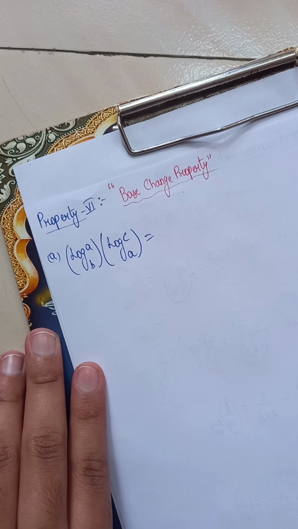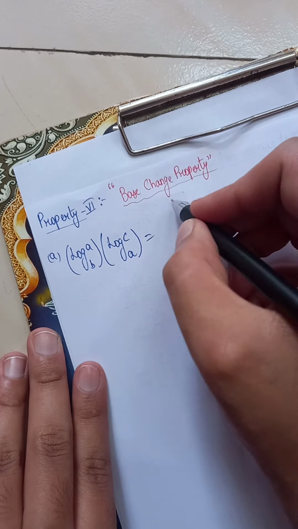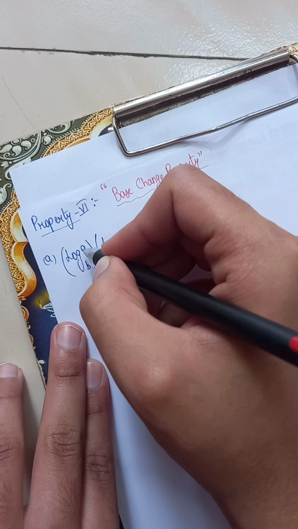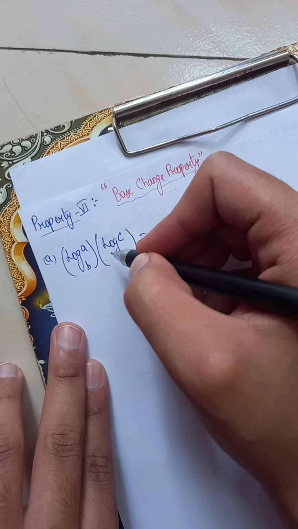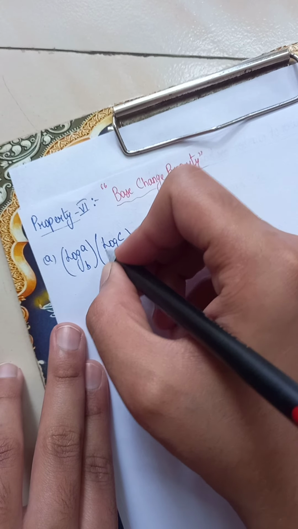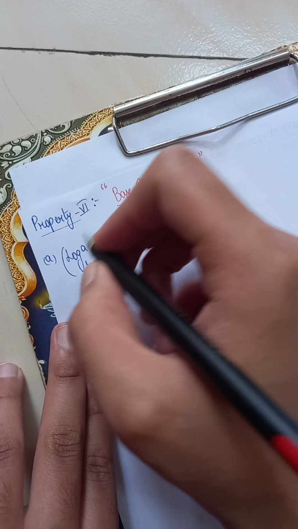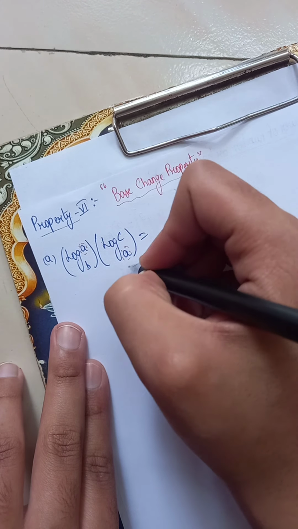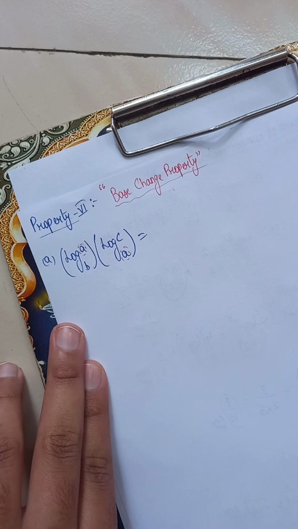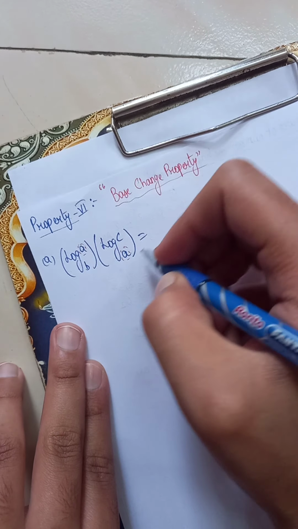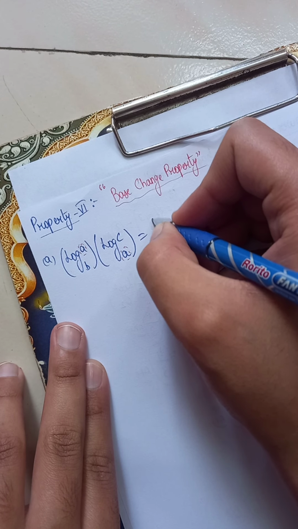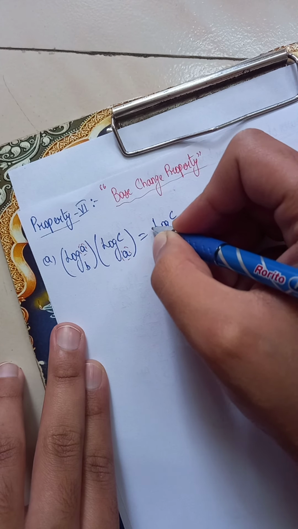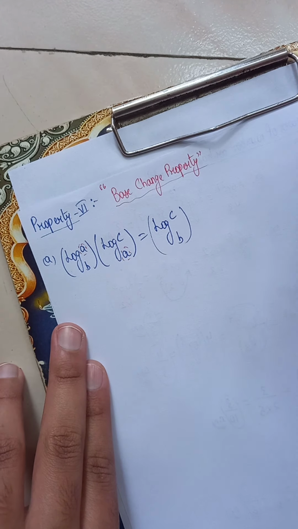So before writing the answer, I would like to tell you that the base change property is nothing but, see, in this one, log a to the base b into log c to the base a, here the number and here the base are in common, they are same. Because of this, it gives us the answer as log of c to the base b. This is the answer. Okay.